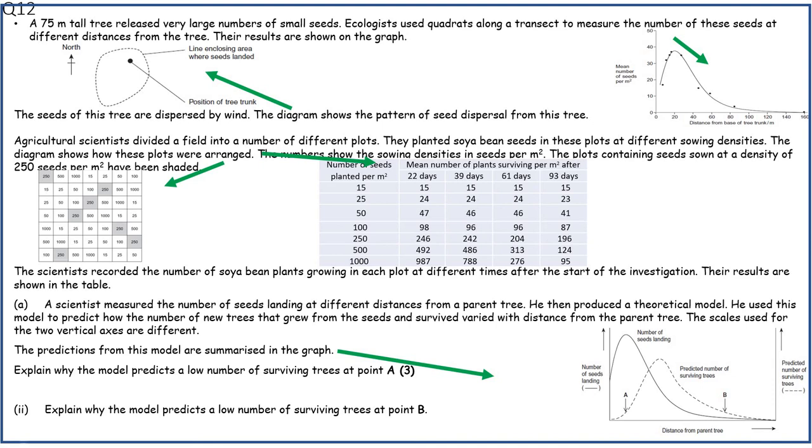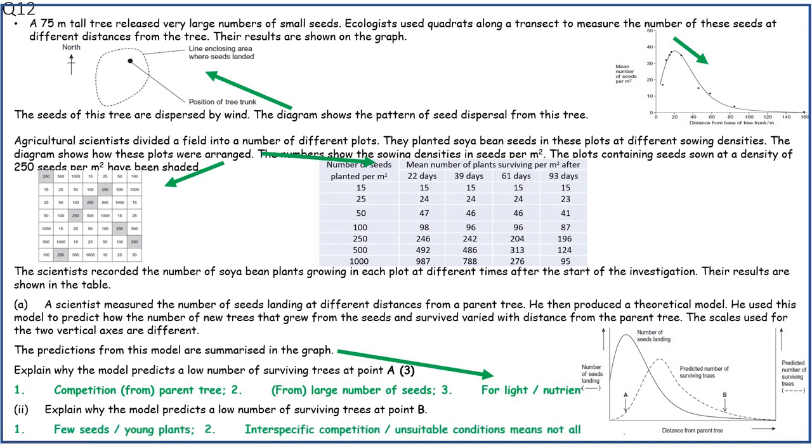Explain why the model predicts a low number of surviving trees at point A. It's because the distance from the parent tree is very low, so therefore there will be competition from the parent tree. Or there's a large number of seeds, so they'll all be competing for things like light or nutrients.